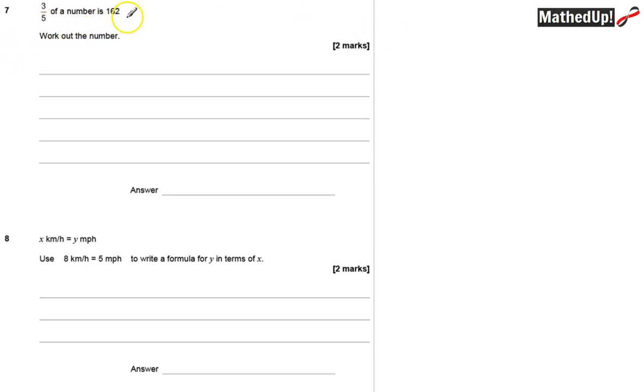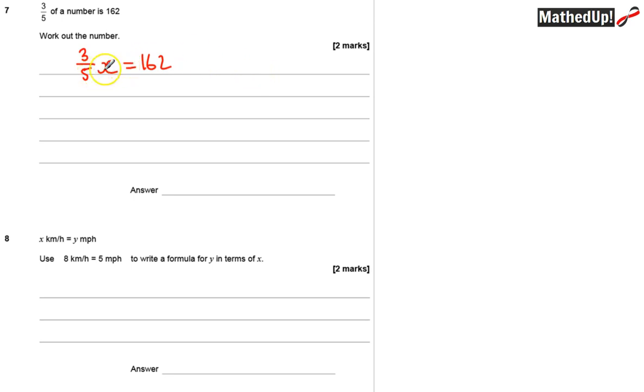3/5 of a number is 162. We need to work out the number. So we've got an unknown number, but I know when I take 3/5 of it, I get 162. So I'm going to call that unknown number x. So we can say 3/5 of x is going to be equal to 162.